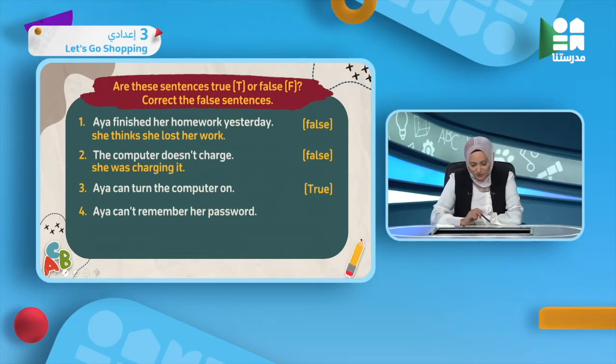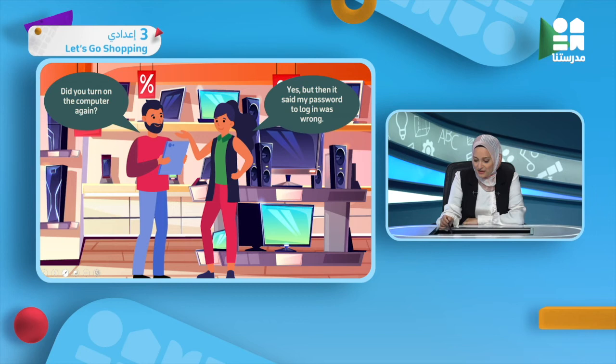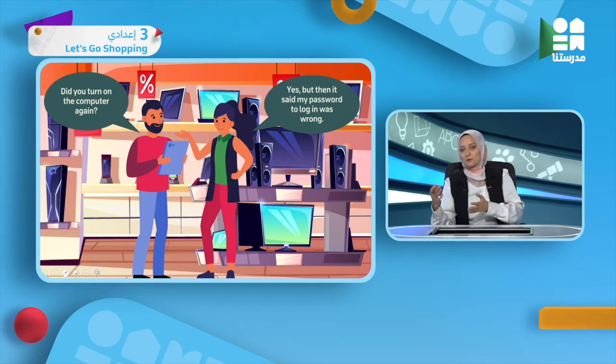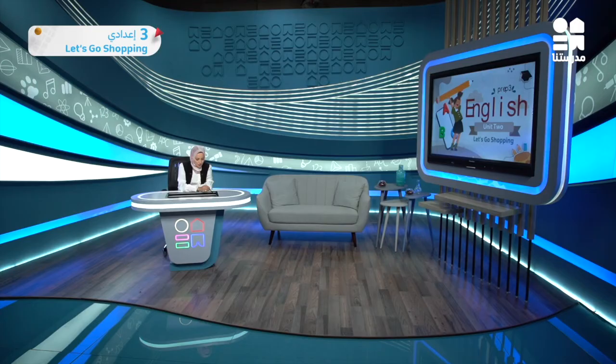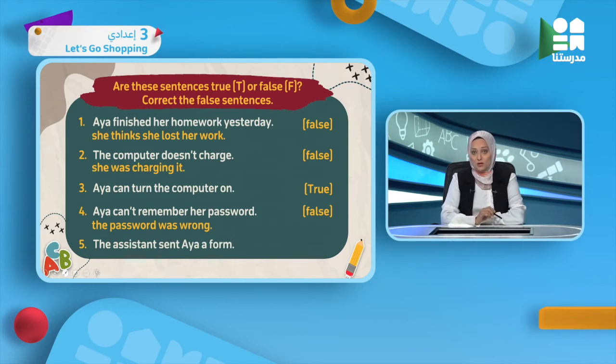4, she can't remember her password. Is this true or false? Let's get to the passage. So here she says, but then it said my password to log in was wrong. So the problem isn't that she doesn't remember the password. The problem is she's trying to enter the password and it's wrong. So the answer is false because the password was wrong.